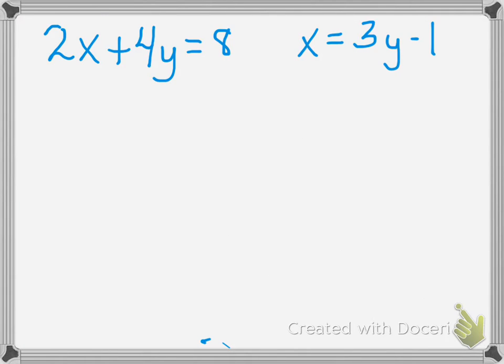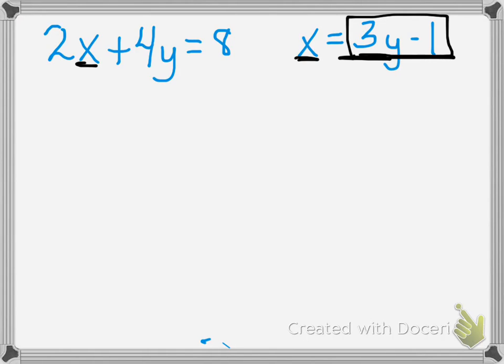Okay, let's look at this system. 2x plus 4y equals 8, and x is equal to 3y minus 1. We're going to use substitution again. In order to use substitution, we have to have a variable by itself set equal to something. So in this problem, x is equal to the value of 3y minus 1. So I want to take out the x in this equation and substitute it with this value, 3y minus 1.